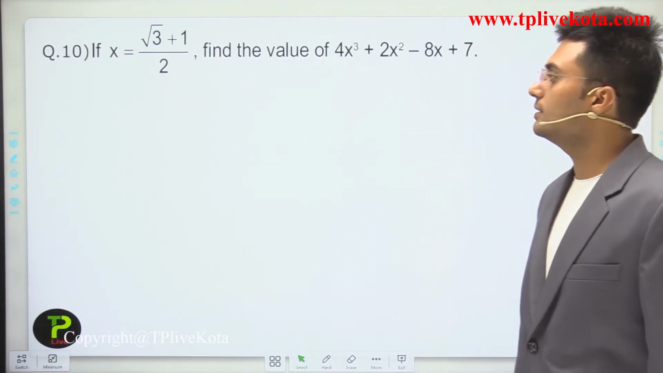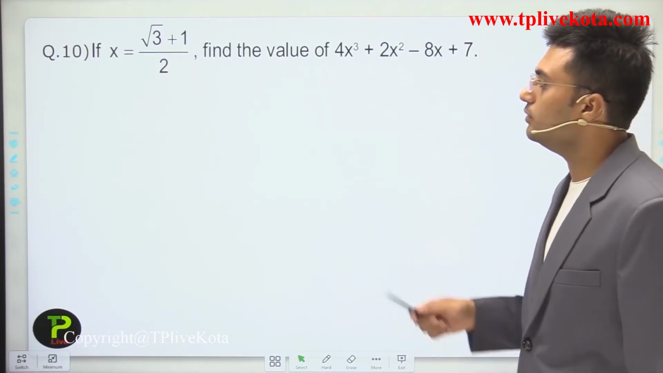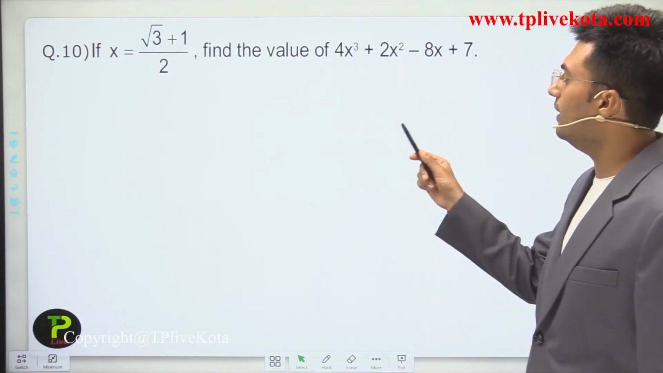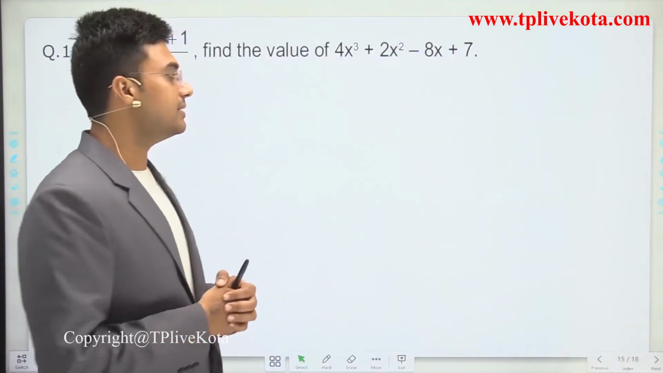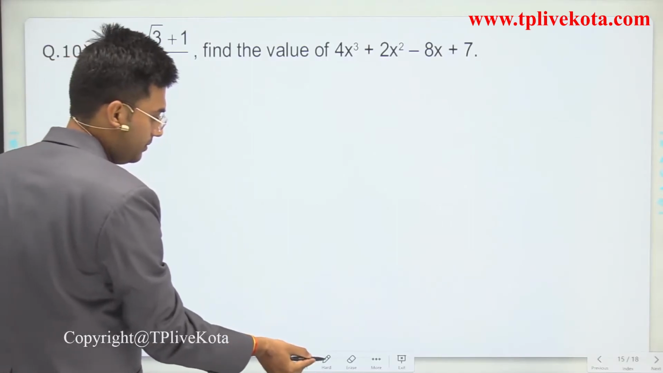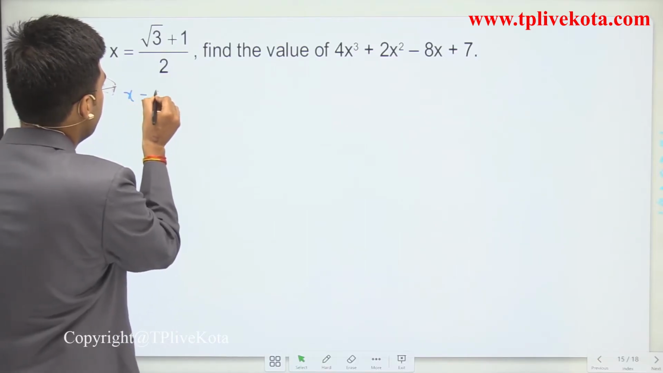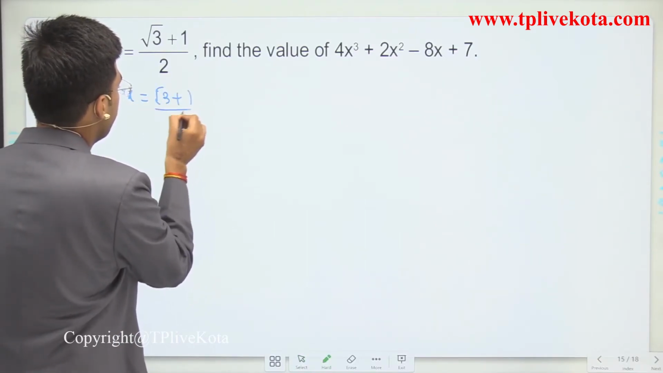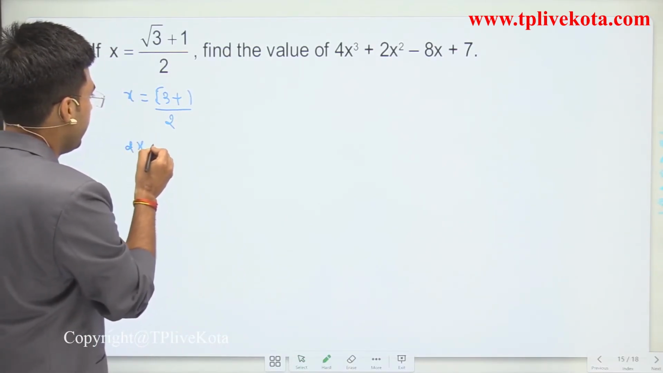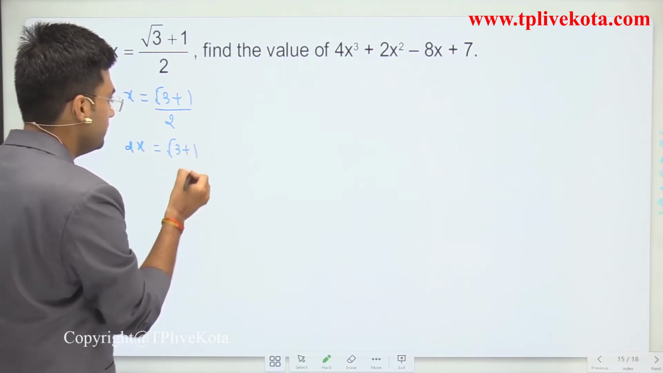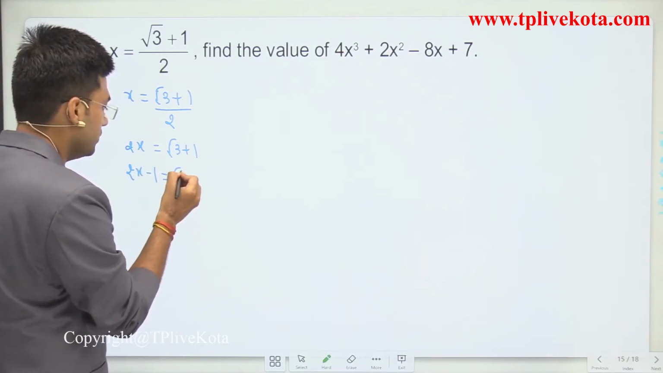The next question is, if x is equal to root 3 plus 1 divided by 2, find the value of 4x cube plus 2x square minus 8x plus 7. So let's start. x is equal to root 3 plus 1 divided by 2. Okay. Now we can write it as 2x is equal to root 3 plus 1, or we can write it as 2x minus 1 is equal to root 3.